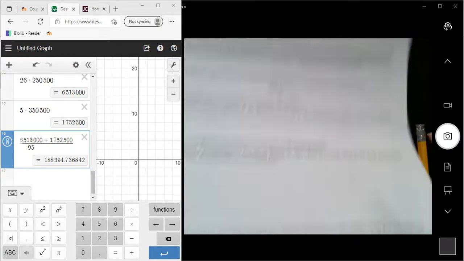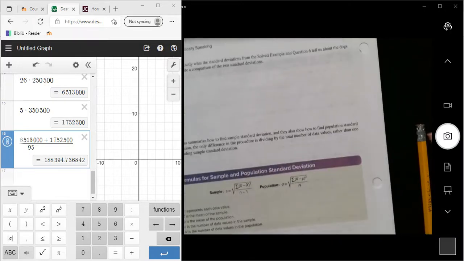Now we move on here to the next page. It says, carefully describe exactly what the standard deviation from the solved example in question 6 tells us about the dogs in the pictures. Include a comparison of the two standard deviations.